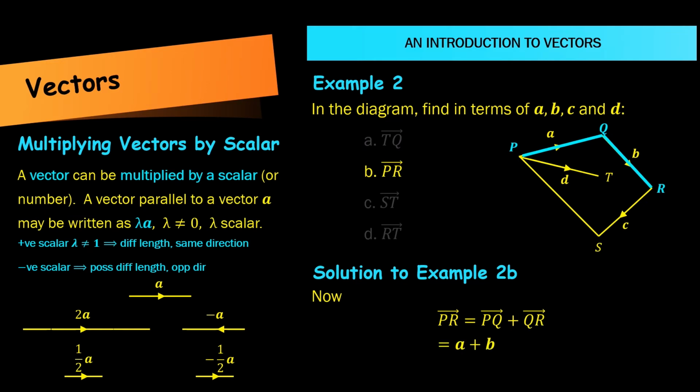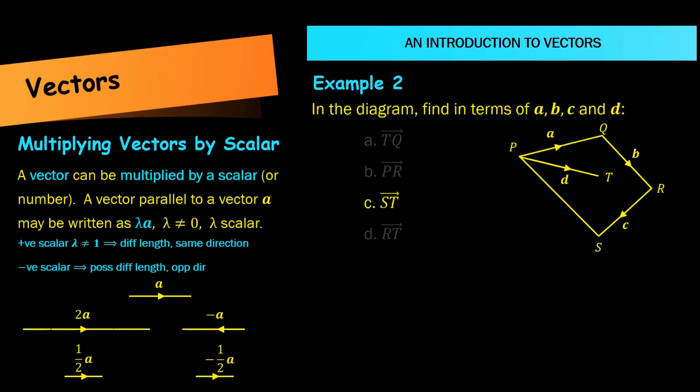And in vectors, this is a, where pq equals a, plus b, where qr equals b. So our resultant vector is a plus b.